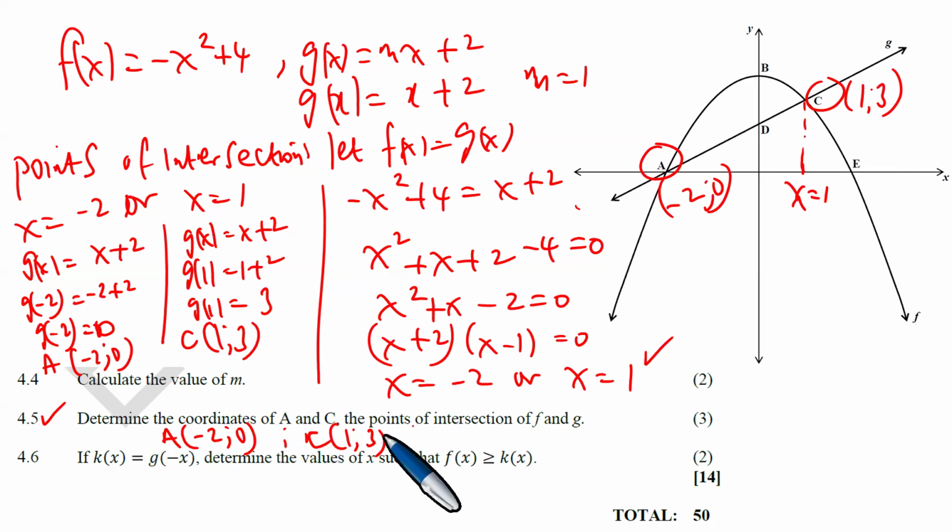So determine the coordinates of A and C, the points of intersection of F and G. A is the coordinates minus 2 and 0, and C is the coordinates 1 and 3. Okay, we're good.